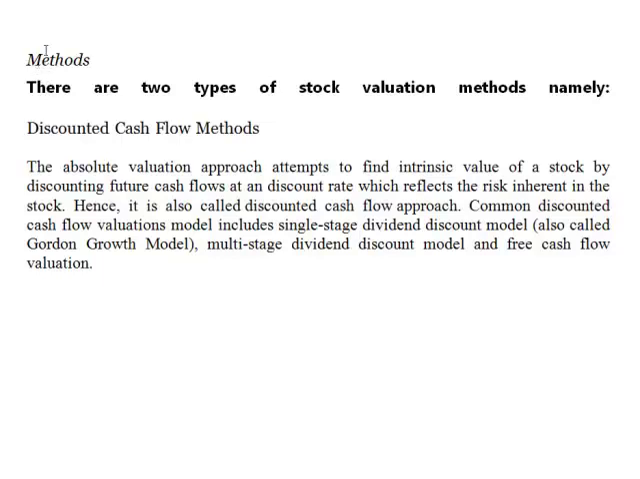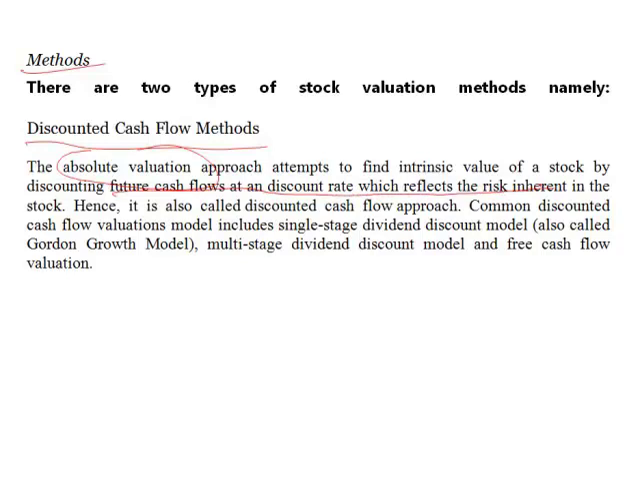Now, the first method is what? It is the discounted cash flow method, also known as the absolute valuation approach, which attempts to find the intrinsic value of a stock by discounting the future cash flow at a discount rate which reflects the risk inherent in the stock.